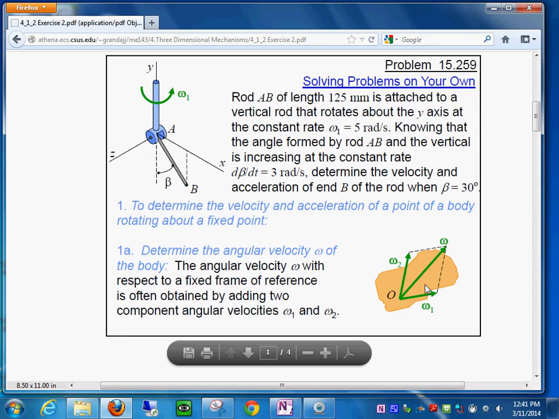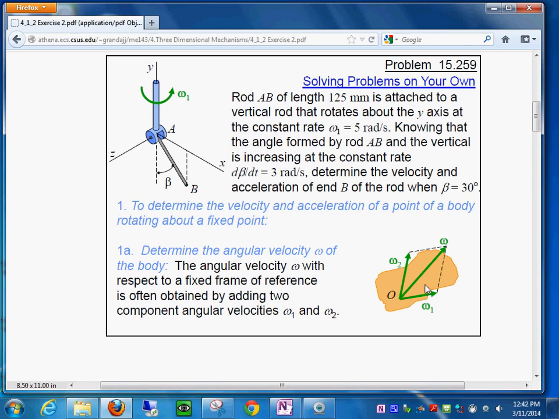Okay, here's again a little review of the principles involved in solving this problem. Principle: when we have the angular velocity omega of the body, determine the velocity and acceleration of a point of a body rotating about a fixed point. That's what the problem is.